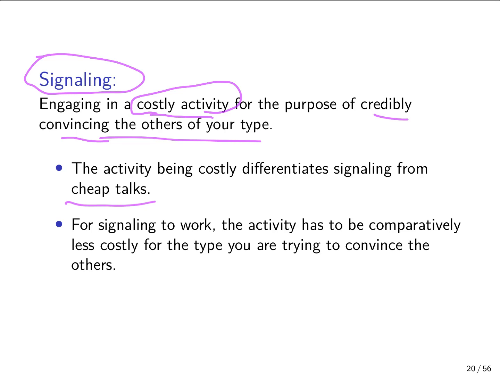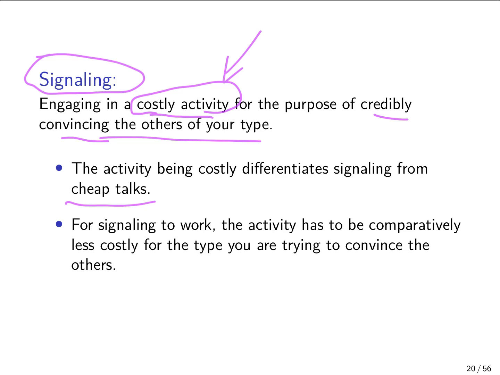You can always tell other people you are amazing, you have the safest project to invest in, you have low risk of getting into a car accident, and so on. But there's no particular reason other people should believe you, right? Everybody can talk, and that's why they say talk is cheap. So signaling is different because it is a costly activity, okay? And we'll see what that means in a more specific context later on.